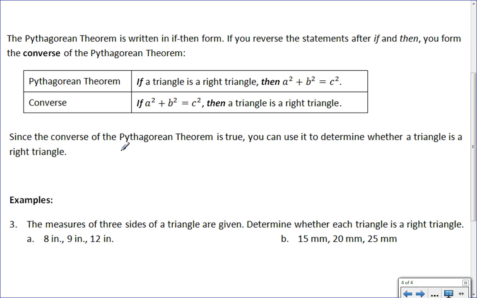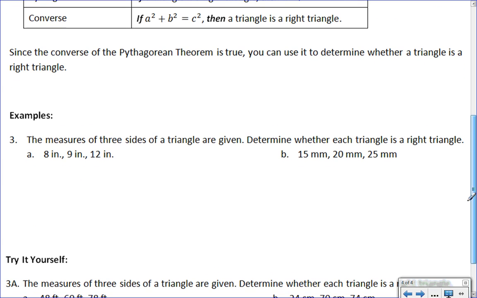So since the converse of the Pythagorean theorem is true, you can use it to determine whether a triangle is a right triangle. Okay, so let's see how that's done. Example 3 says the measures of 3 sides of a triangle are given. Determine whether each triangle is a right triangle. Okay, so just like we would do when we have a figure, we need to identify what the c, or the hypotenuse, would be in these 3 sides. Well, since the hypotenuse is always the longest side, 8, 9, 12, 12 is bigger, we'll call this c. Now it doesn't matter which one of these we use as a or b, let's just call 8 a and 9 b.